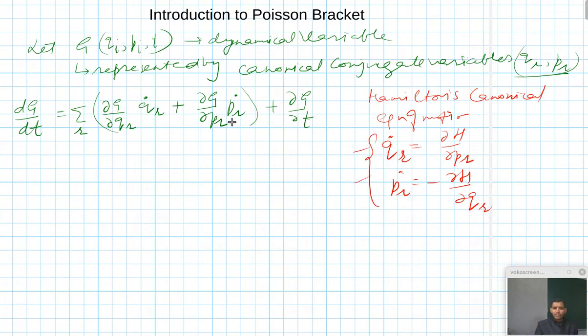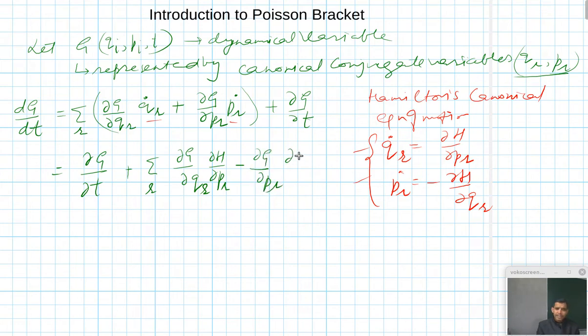And if I use their values in this equation, then dG/dt must be equal to ∂G/∂t plus summation over r of ∂G/∂Qr into ∂H/∂Pr minus ∂G/∂Pr into ∂H/∂Qr. So this equation can be written like this.